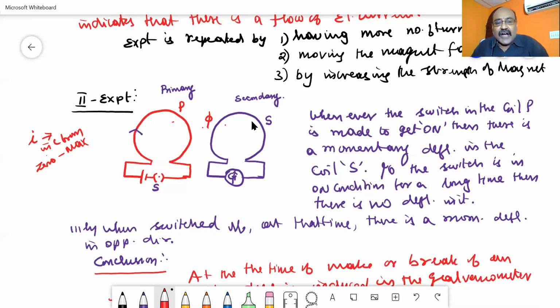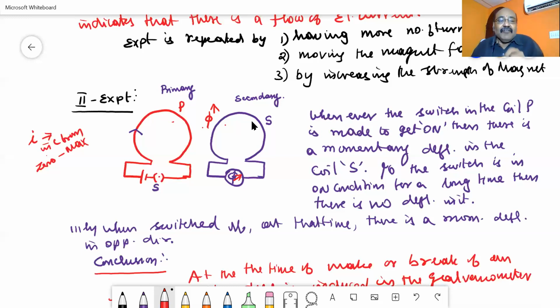When I am switching on, the current increases from 0 to maximum, so flux increases, and the momentary deflection will be on one side. But after switching on, the current is constant. When the current is constant, the magnetic field is constant. When the magnetic field is constant, flux is constant. There is no change in flux. When there is no change in flux, no deflection, no current or no EMF is induced.